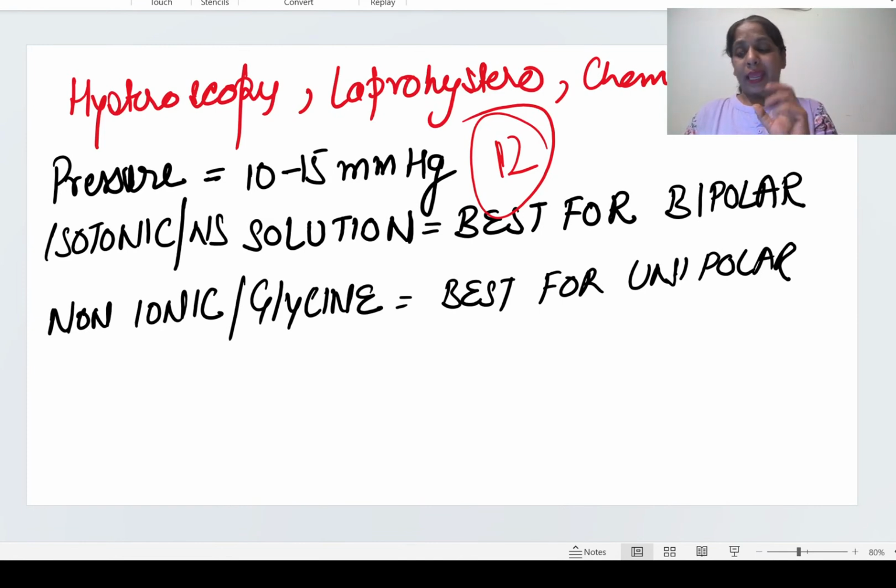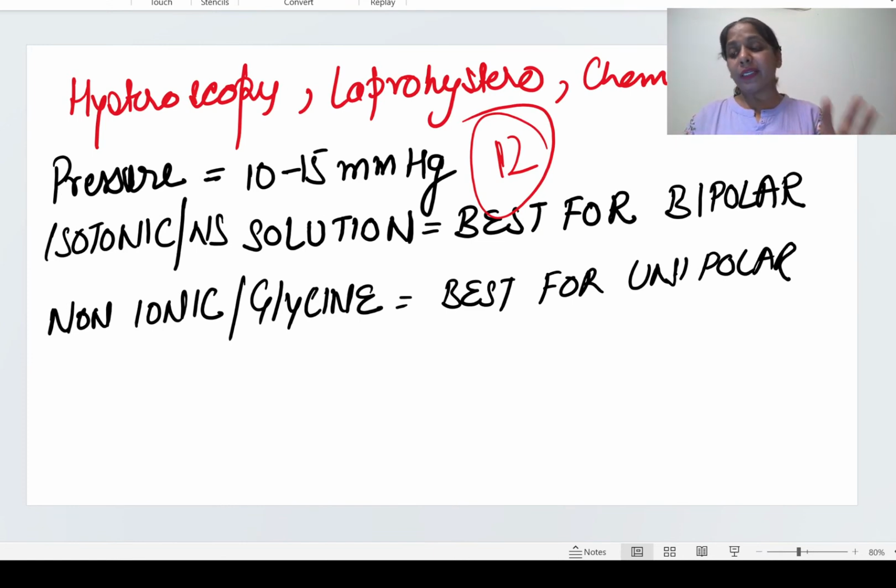What is the solution? As I told you, we take the CO2 gas and we inflate the peritoneal cavity when we put the laparoscope. In a similar way, when we put the hysteroscope, we put fluid to inflate the uterus cavity. If we are using bipolar cautery, then we will inflate the uterus with isotonic or NS solution, because in bipolar cautery there is no current in the body.